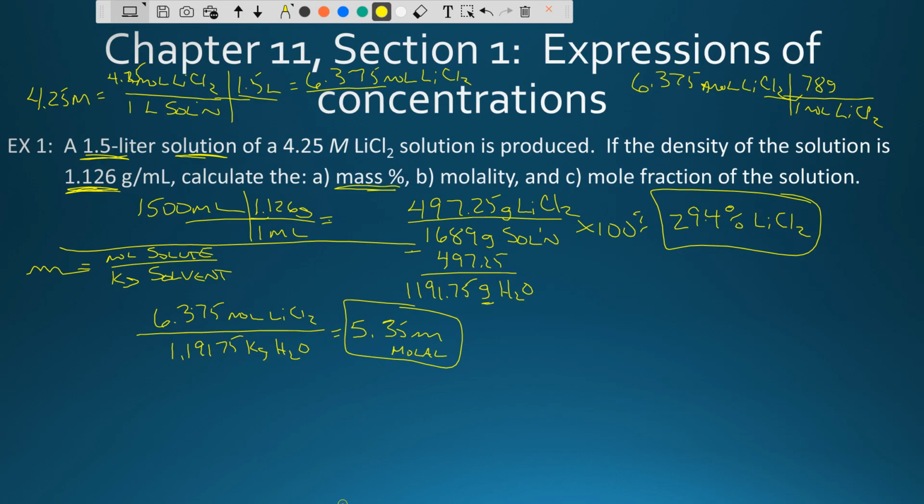Now, the last one is dealing with mole fraction. Cool, I've got all these parts because I have to find moles of everything. All right, so mole fraction, once again, I can use my 6.375 moles of lithium chloride divided by 6.375 moles of lithium chloride plus my moles of water. Well, I know how many grams of water I have. Let's convert my grams of water into moles of water.